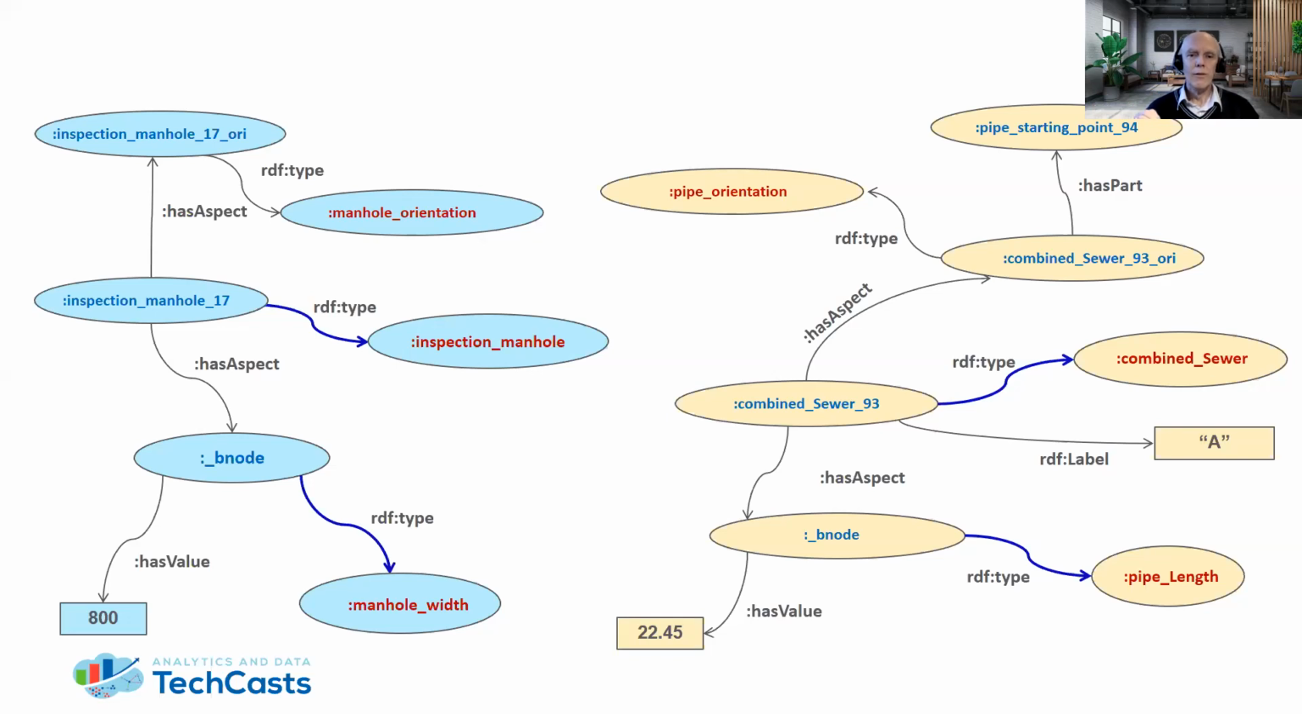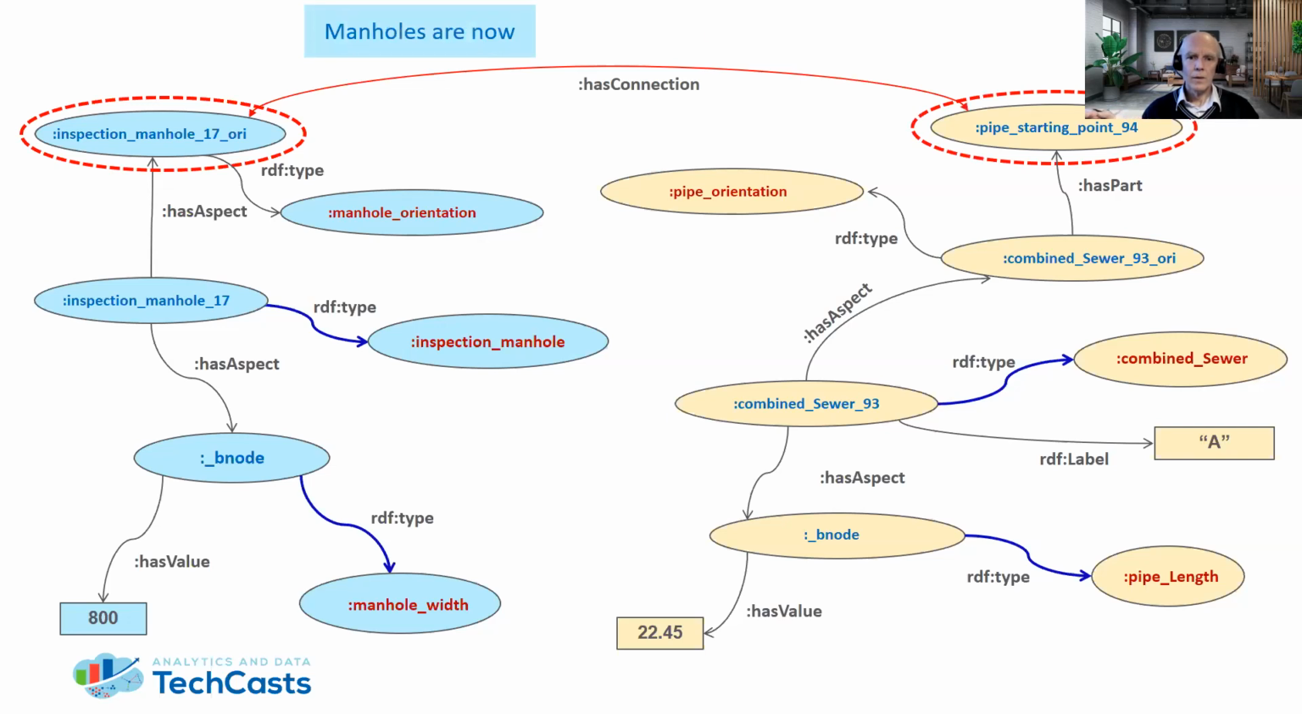So as soon as you define the manhole on the left, the inspection manhole 17, that's this one here, if you link this manhole to the sewer 93 using some connection, then you can easily determine which type of sewer is connected to that specific manhole, and what are the labels associated with the sewer associated with the manhole, and so forth.